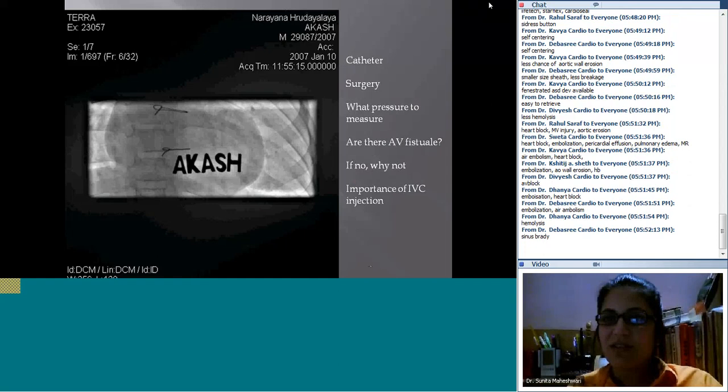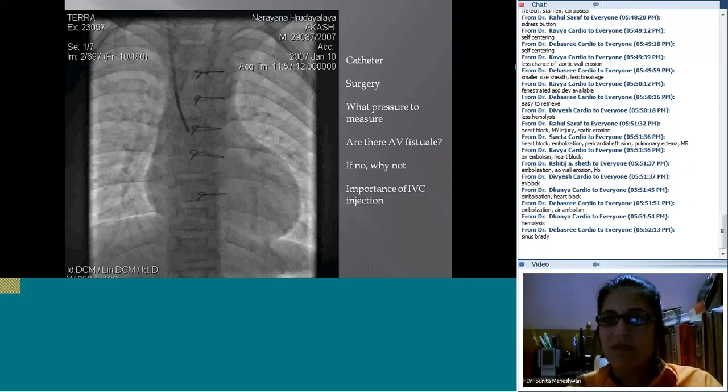Sinus brady, by the way, in an ASD device is quite unusual because you're actually closer to the AV node. So if you're going to have any block, it's going to be either a heart block, a first degree or a second degree, more an AV block.